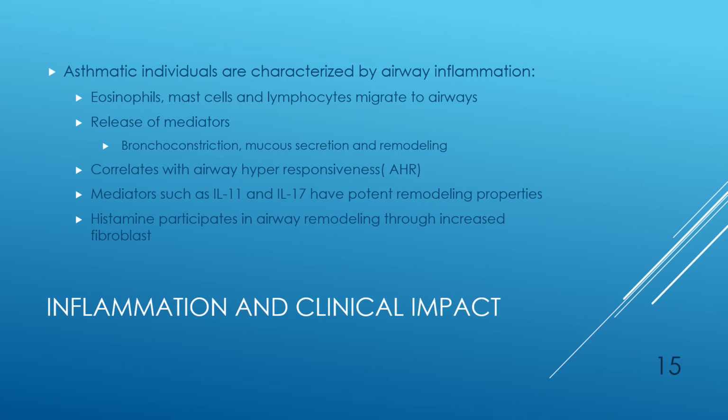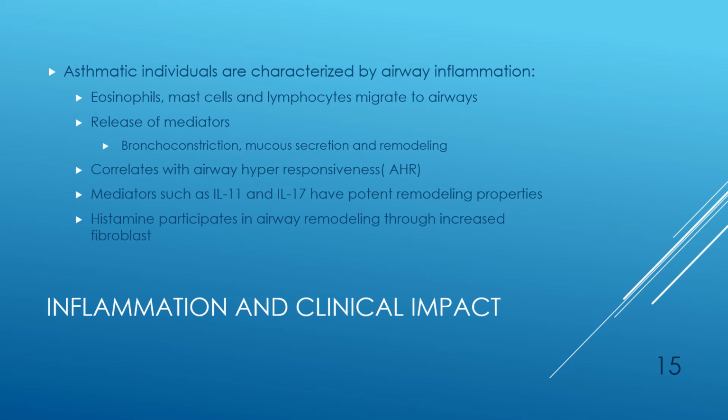The role of inflammation in asthma cannot be understated. Asthmatic patients really suffer from inflammation. Inflammation is what really causes the airways to swell, and also at the same time it causes remodeling properties. When an airway is subjected to some form of allergen, eosinophils, mast cells, and lymphocytes migrate to that particular area in the airway. Once they reach that area, they release all kinds of inflammatory mediators, and these inflammatory mediators cause bronchoconstriction. They also cause an increase in mucus secretion, and most importantly, cause some kind of remodeling.